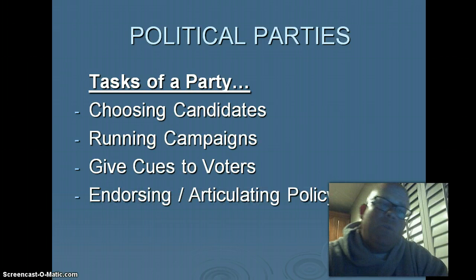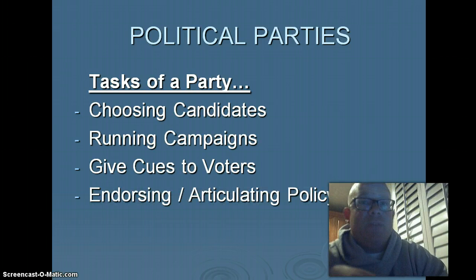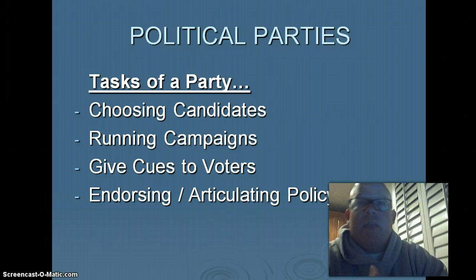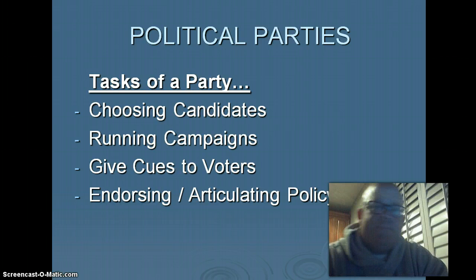They also are going to endorse and articulate particular policy. For example, let's talk about the Affordable Care Act. Republicans really have no excitement about endorsing or articulating the Affordable Care Act, or Obamacare. On the other hand, you have a Democratic Party who has embraced, endorsed, and articulated it, and actually has brought to fruition the implementation of the Affordable Care Act.